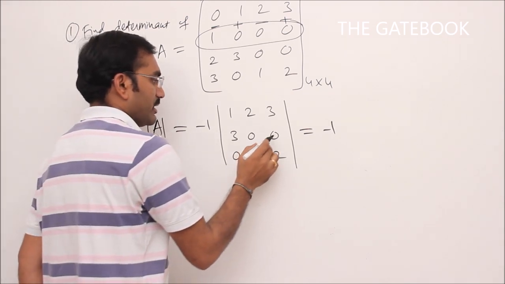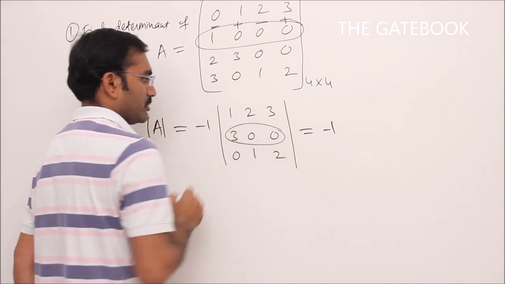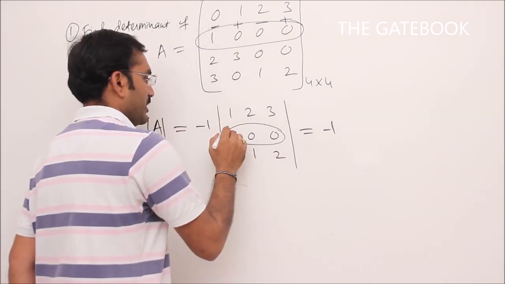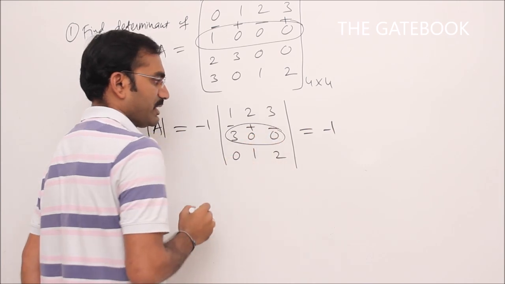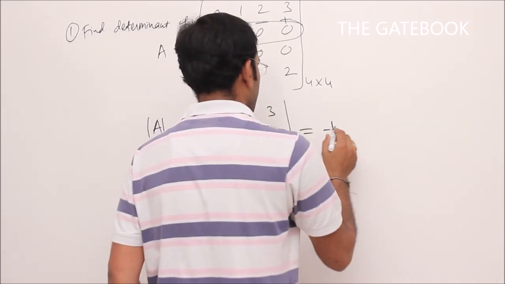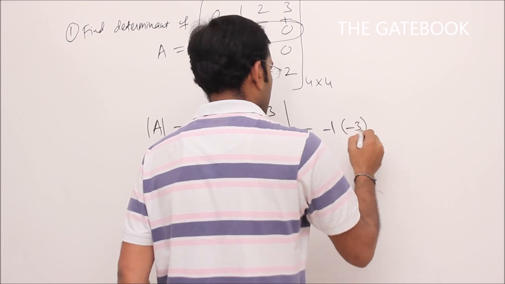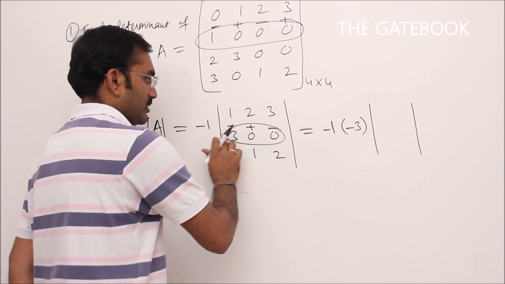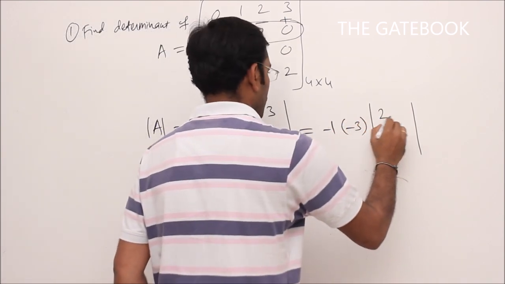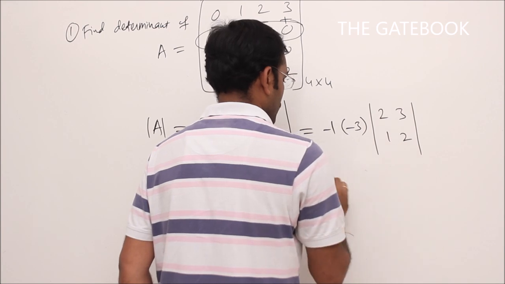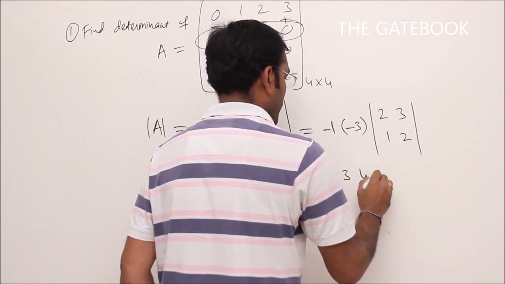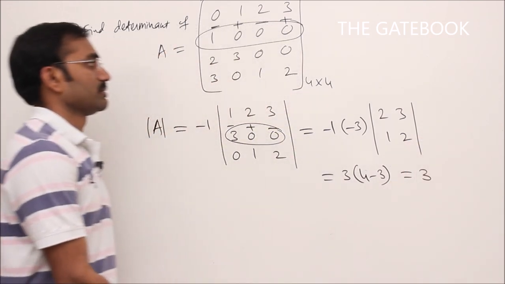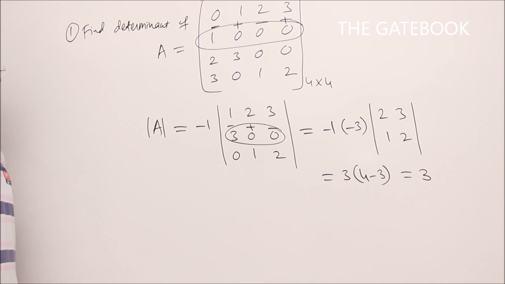So the value of the determinant is equal to minus 1 into, again finding this 3 by 3 determinant expanding along the second row for easier calculation. See here. What about signs here? We'll get negative, positive, negative. They are the corresponding signs of cofactors. So minus 1 into minus 3, multiplying with the corresponding minor, eliminating second row first column, we'll get 2, 3, 1, 2. So we'll get 3 into 4 minus 3, that is equal to 3. So that is the value of the given determinant.